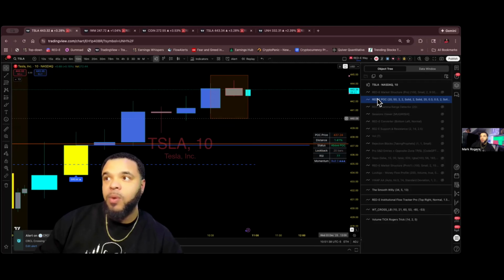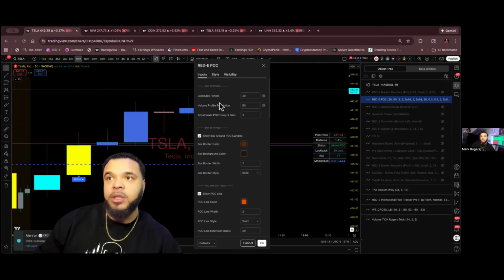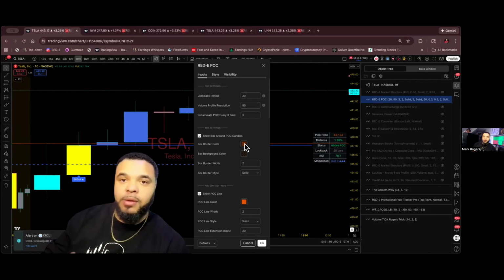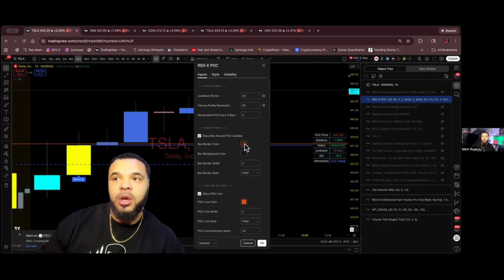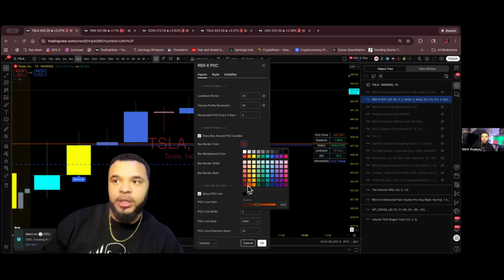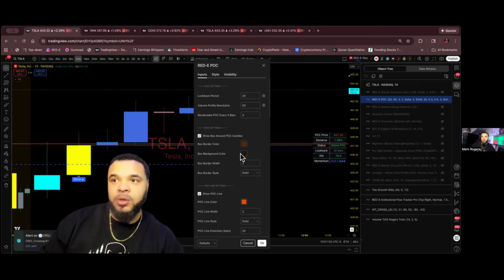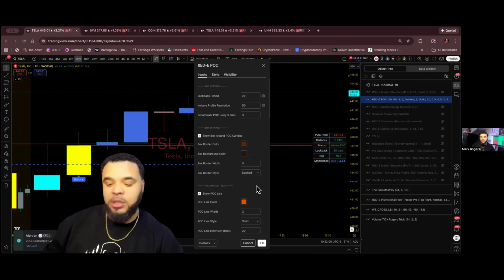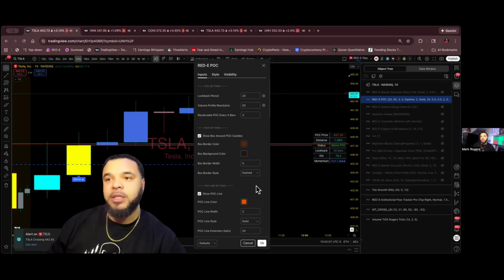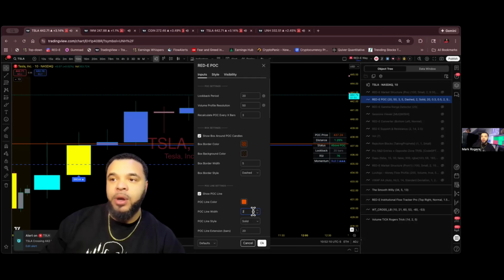The way it works, of course, I made sure that my box, or the point of control candles, are all consistently orange. So I made the box orange, everything orange, even with the opacity. And then I made the border of the box thick, and I'm going to make it dashed so I can distinguish it from any of my other indicators, such as my Red E Market Structure, if I happen to have it on at the same time. And then I also have my point of control line set at 5.